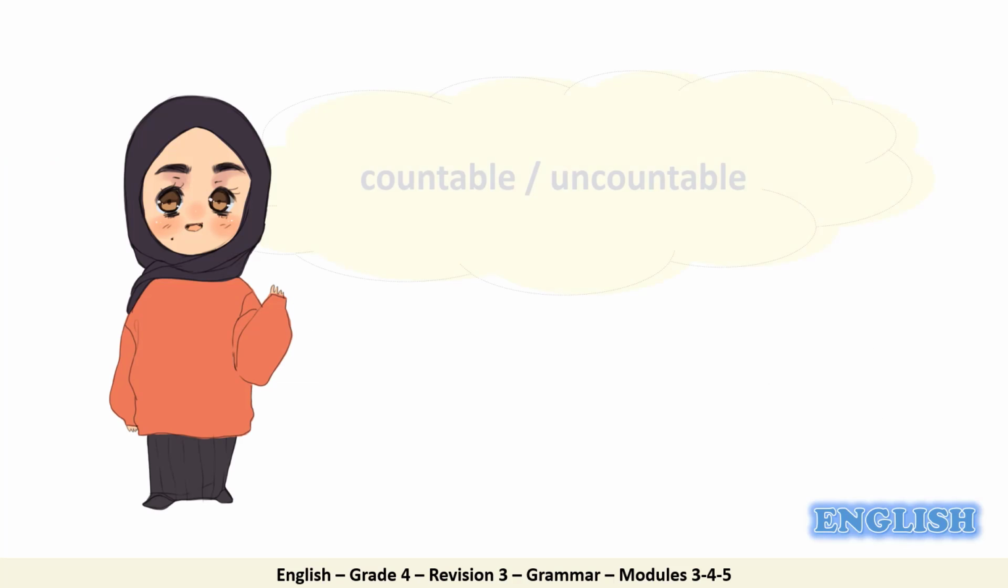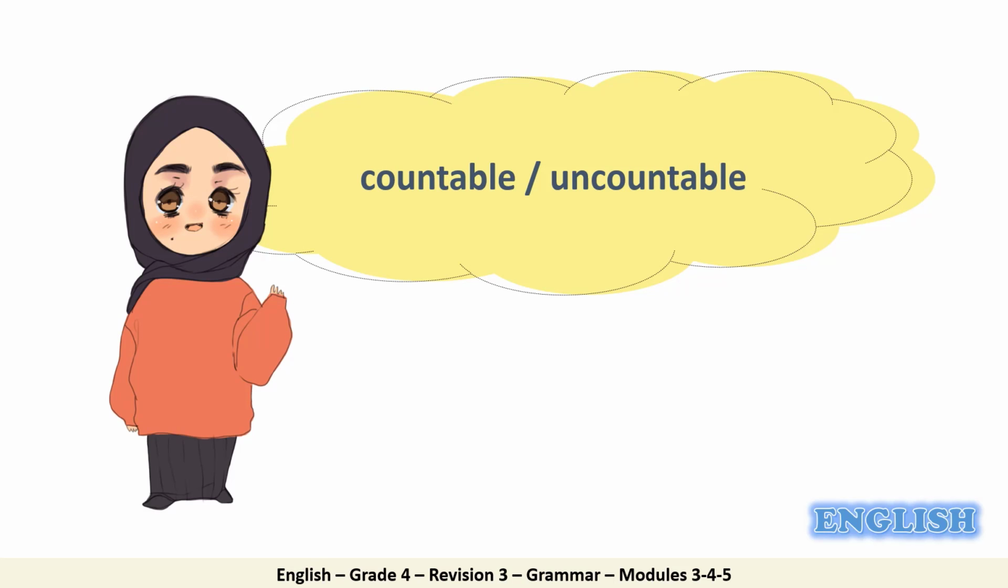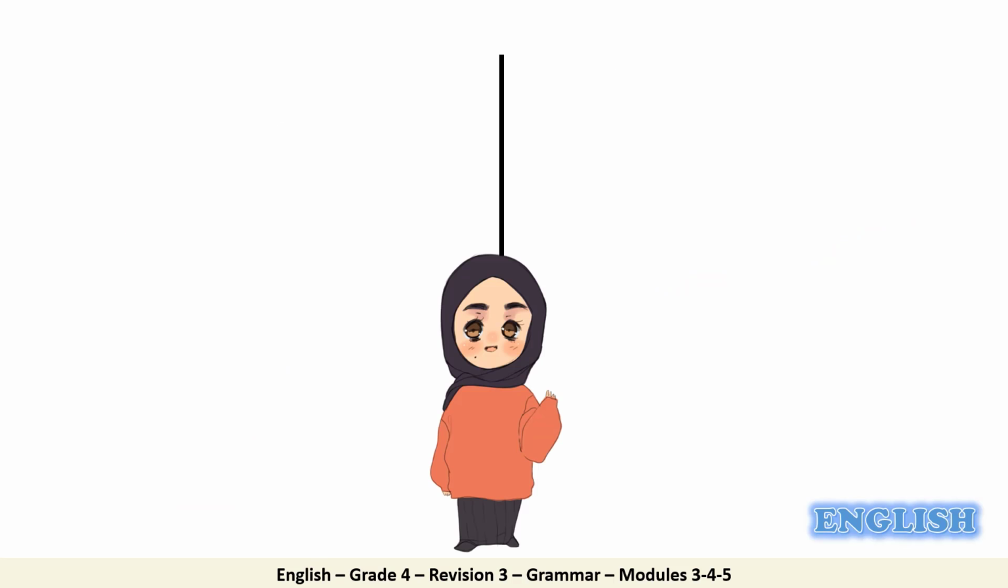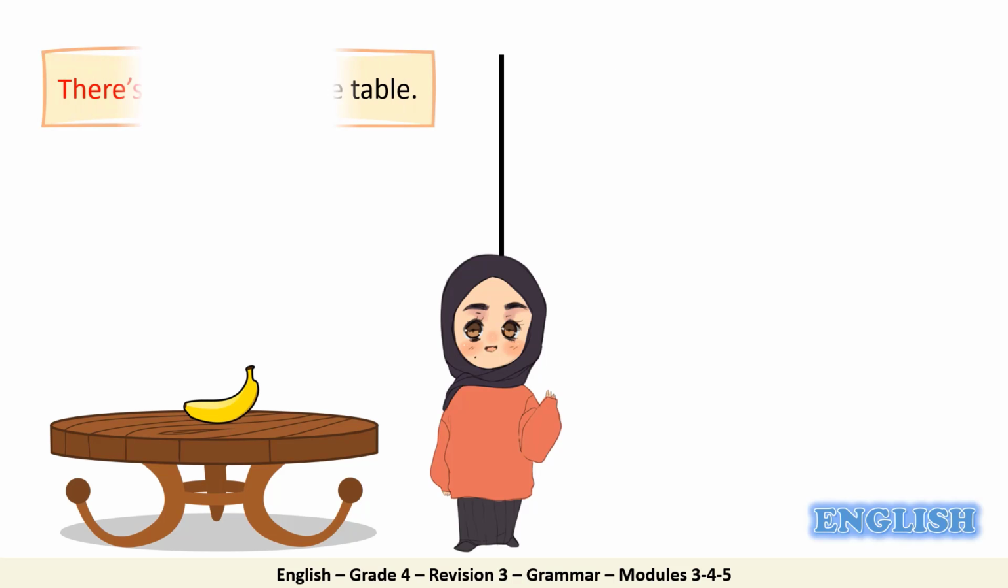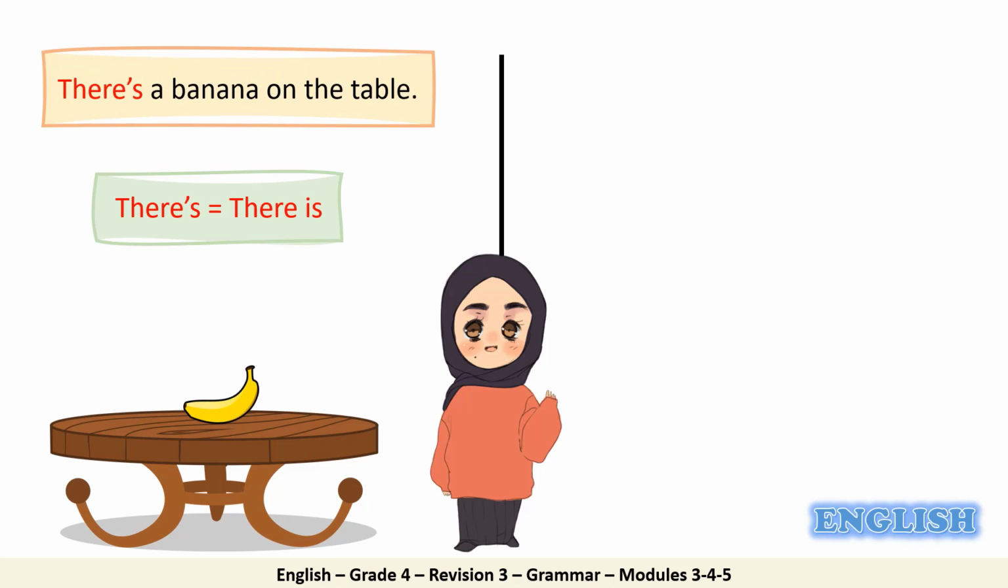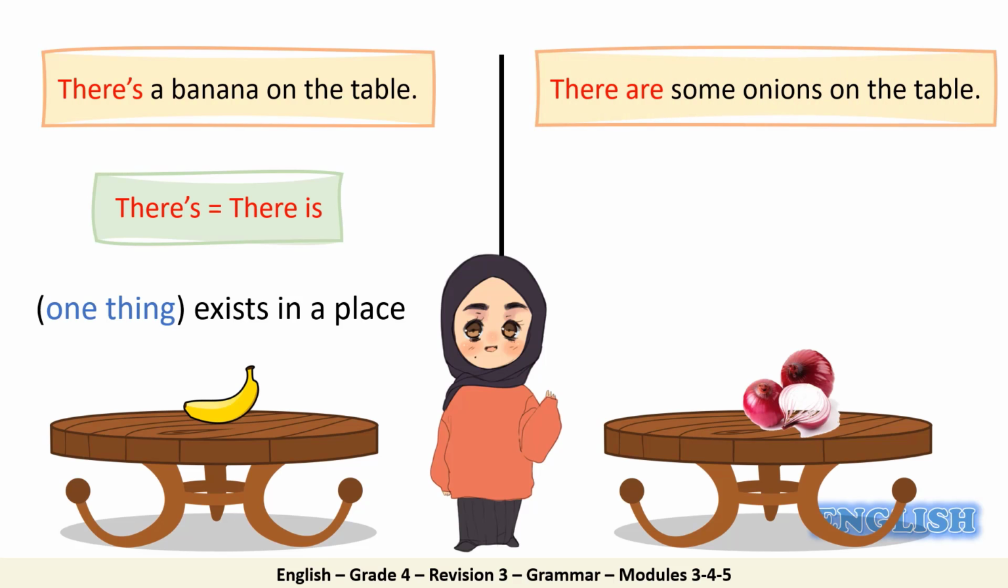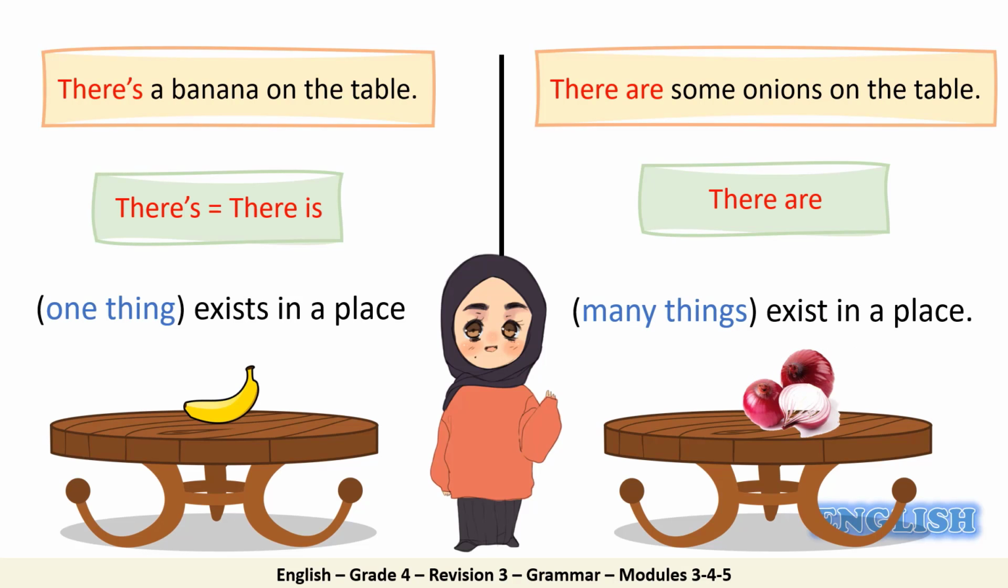It's time to go over the countable and uncountable. Read the first sentence with me. There's a banana on the table. There is the same as there's, and we use it to talk about one thing that exists in a place. Now read the next sentence. There are some onions on the table. There are, we use it to talk about many things that exist in a place.